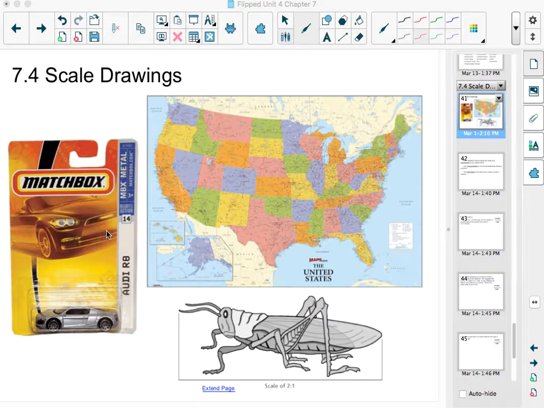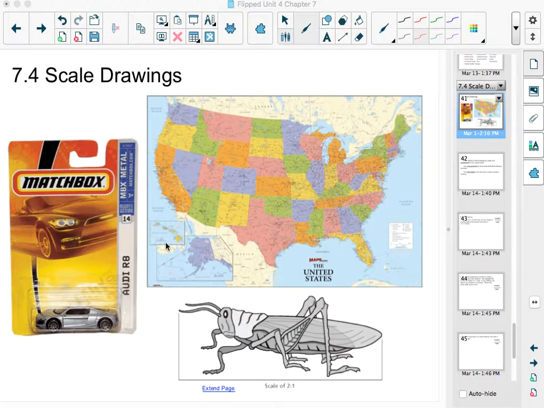This is a Matchbox car. Some of you may have some of these at home. A Matchbox car is a model, not a drawing, because it is 3D. This model is made to scale with the actual car. This would be an Audi R8. It's made to scale, meaning it's proportional to the actual Audi R8.